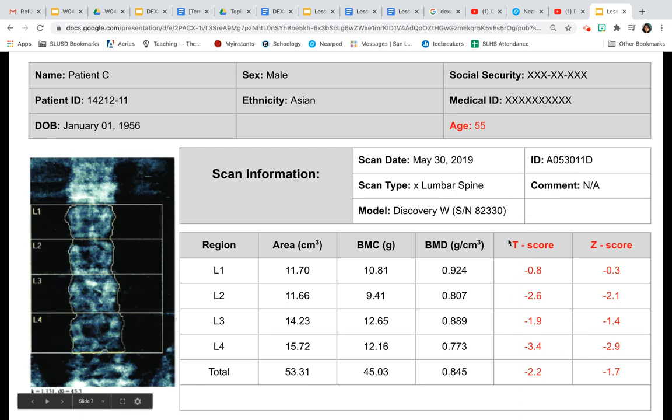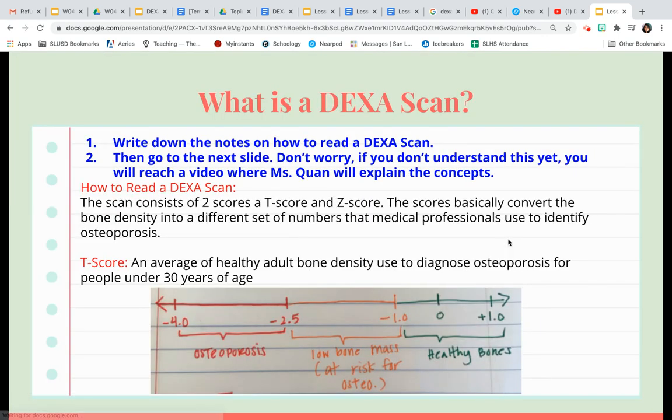So before we talk about how to read this, let's go back to the definitions a little bit. Talk about what is a DEXA scan and how to read it. So a DEXA scan, as mentioned earlier in the video, is basically like an x-ray for your bones, and it tells you the density of your bones. And there's often two printouts or two scores that come out. So instead of writing down the density number, they give you a T-score and a Z-score. So these two names actually come from statistics, and it's the average of most people's bone density.